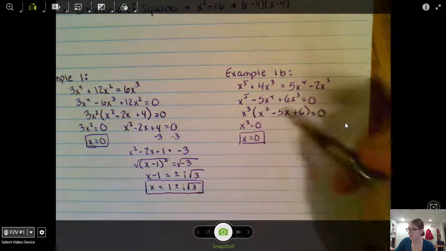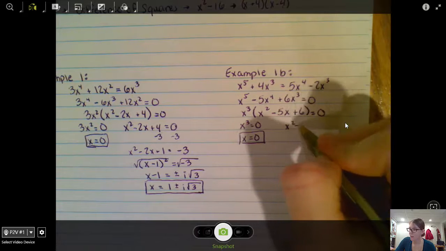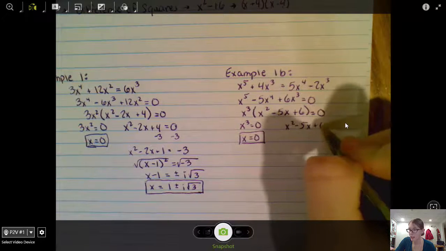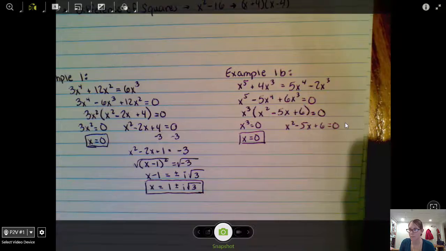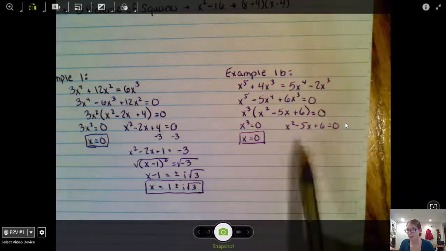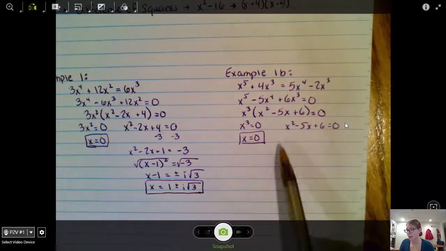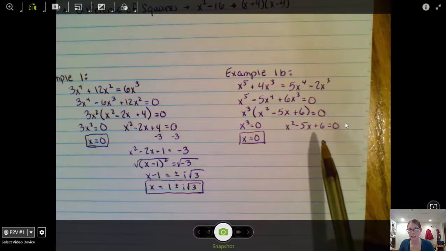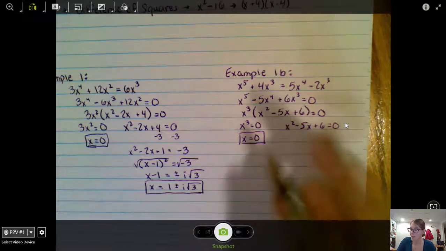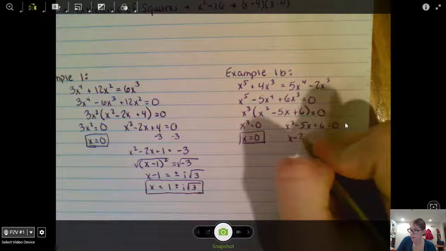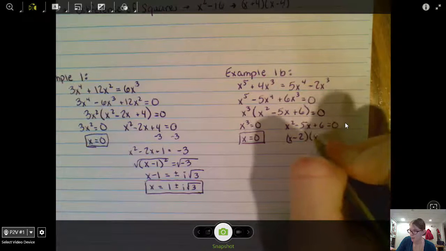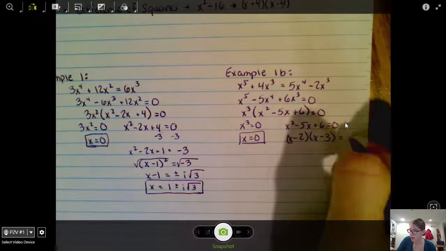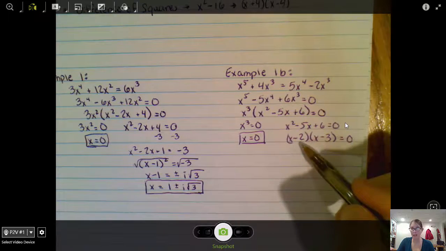We also could have x squared minus 5x plus 6 equaling 0. In solving this quadratic equation, I noticed right away that there is a pair of numbers that multiplies to 6 and adds to negative 5. It's negative 2 and negative 3. So this problem is actually a little bit easier because this part does factor.